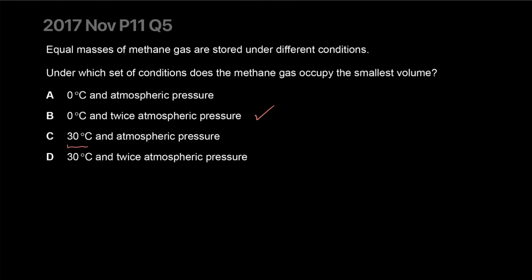But warmer, so this is a win-win. Cooler is good, twice the atmospheric pressure is good. Over here you have twice the atmospheric pressure, but it's hotter, so it still has energy to fight the atmospheric pressure. Let's think about it that way. And this is probably the worst situation. This is the maximum volume. So the correct answer is B.